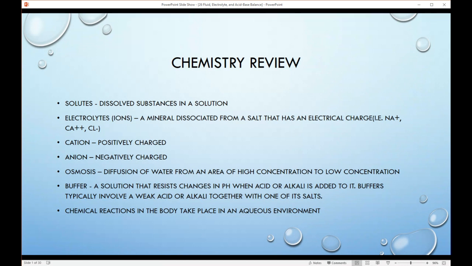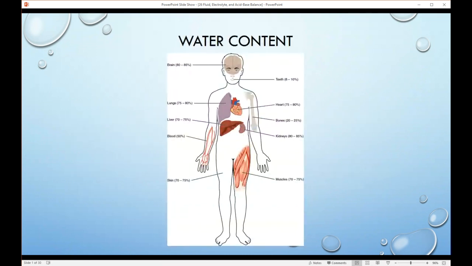Okay? Osmosis is the diffusion of water from an area of high concentration to an area of low concentration. And the water is going to move most frequently in response to the salt movement. A buffer is a solution that resists the changes in pH when an acid or an alkali is added to it. So buffers are usually a weak acid or an alkali together with another salt. And then the chemical reactions within the body take place within an aqueous environment. Our body is mostly made up of water.